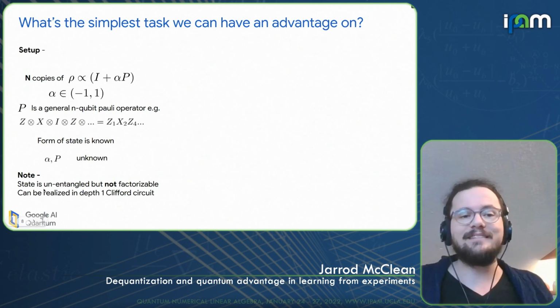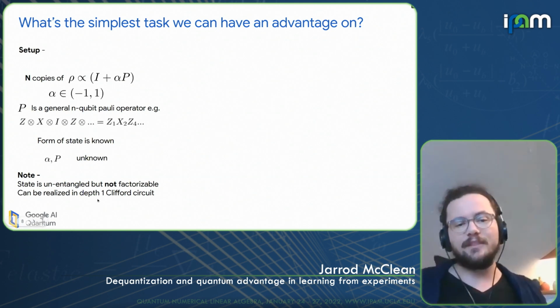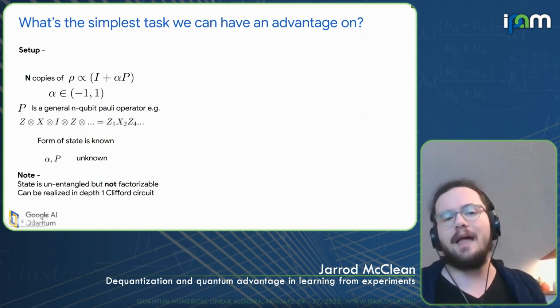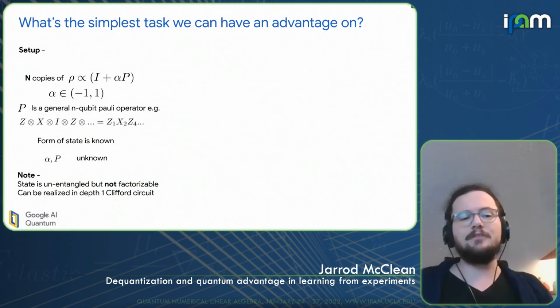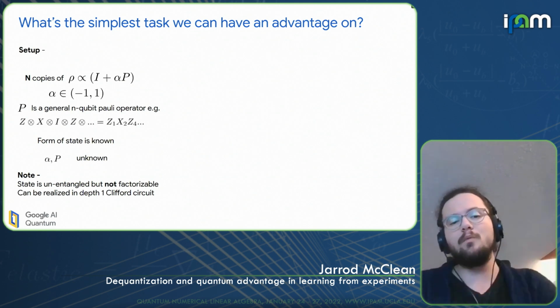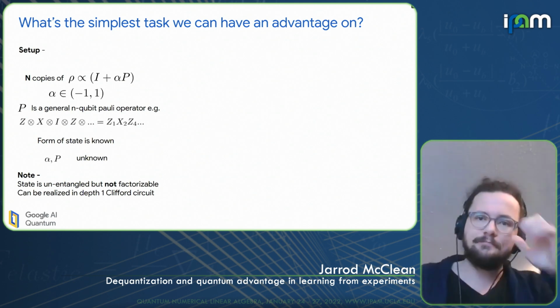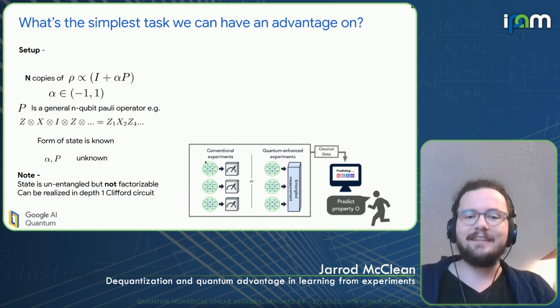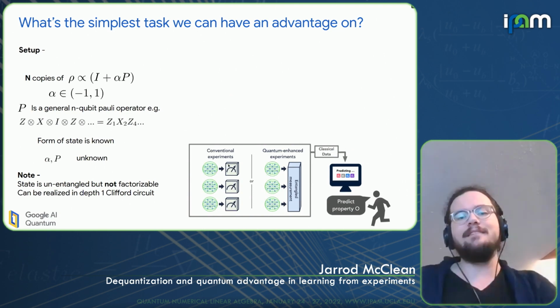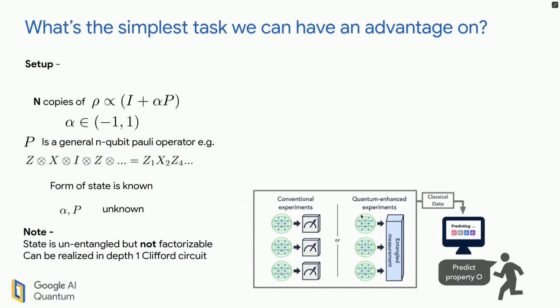And it's worth noting that this state is actually unentangled, but it's not factorizable. And it can be realized with a depth one Clifford circuit and a little bit of classical randomness. So this is an interesting fact where I'm actually not going to require any quantum entanglement, but what I will have is very large classical correlations across the entire system. So I'm going to contrast again this setting where a copy is given at a time for conventional measurements versus a copy is given and I'm allowed to keep it around for a little while and do some kind of joint entangled measurement on it.